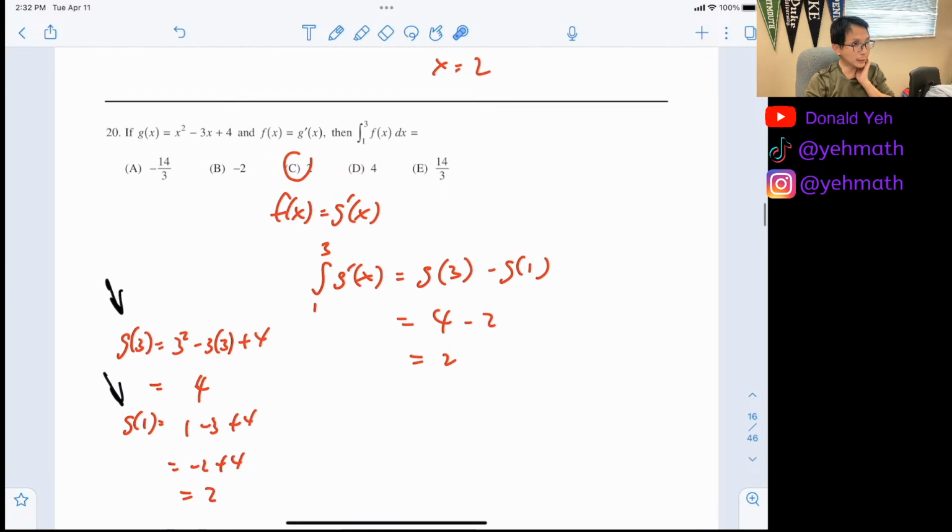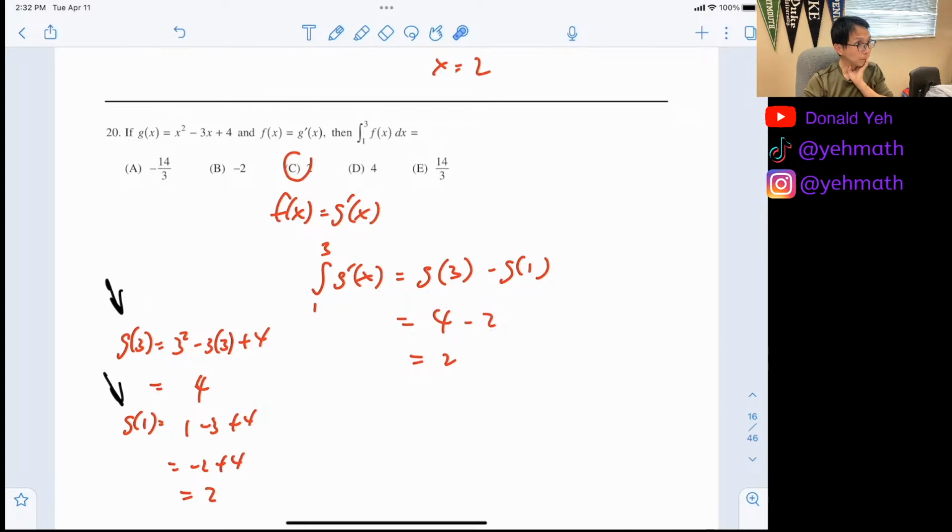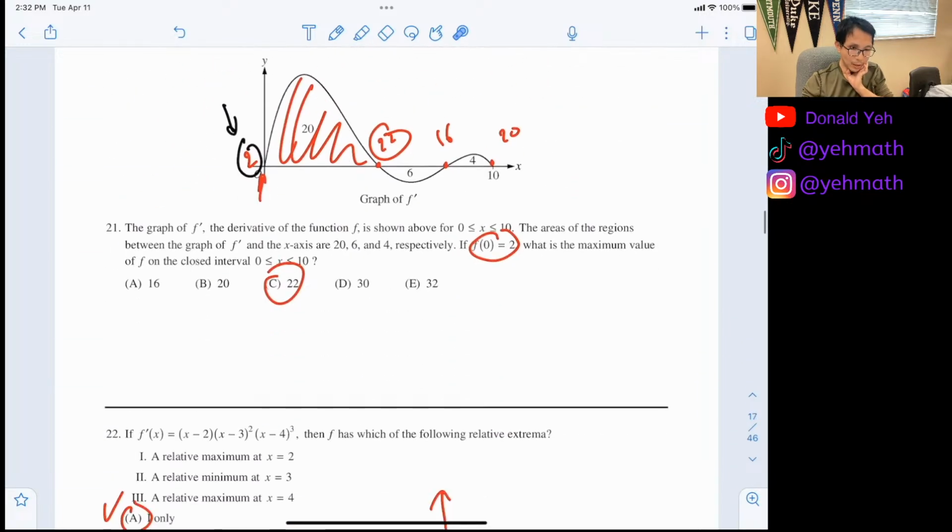Again, the recurring theme is the fundamental theorem of calculus. This is the 5th time I've mentioned it, and I'm going to mention it 5 more times throughout the 45 questions. So this is the first one. That's going to be g of 3 minus g of 1. Integrating g prime of x equals g of 3 minus g of 1. Evaluate g of 3 and g of 1, subtract each other, and you get 2. Got it? Yes? Move on.